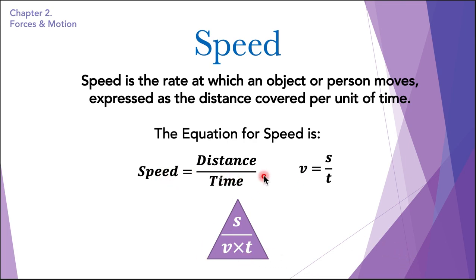Just like I made a triangle for the density equation, I have a triangle here again for this equation as well. We can use this triangle to rearrange the equation to find some other value. For example, if I want to find the distance using this equation, I would simply hide the s, and what I get is speed into time. So if I multiply speed with time, I will get distance. And if I divide distance with speed, I will get time. And if I divide distance with time, I will get speed. So this is the equation for speed.